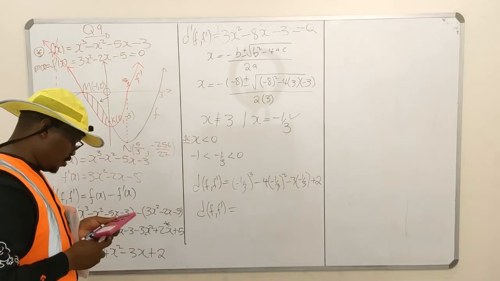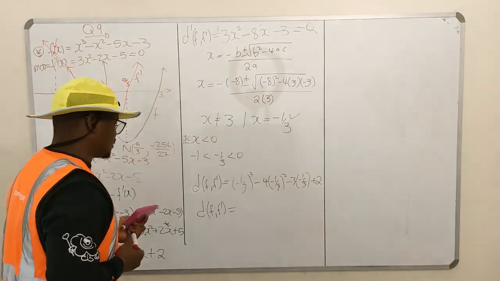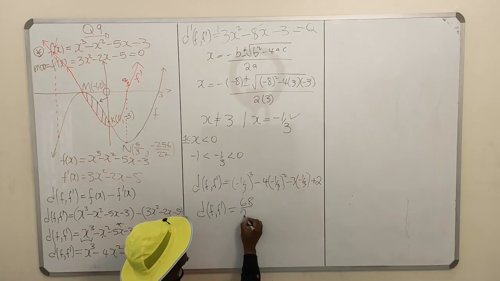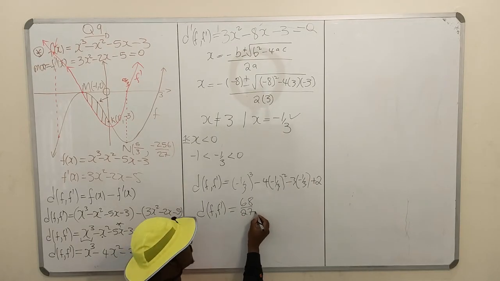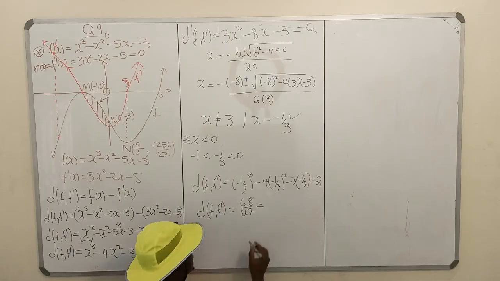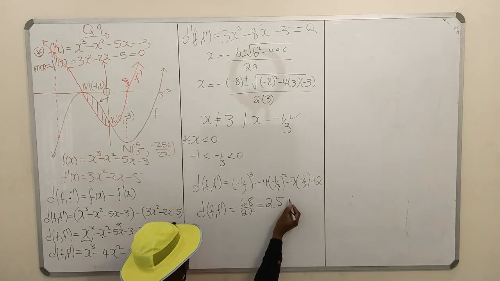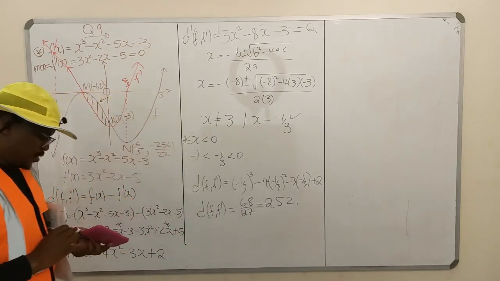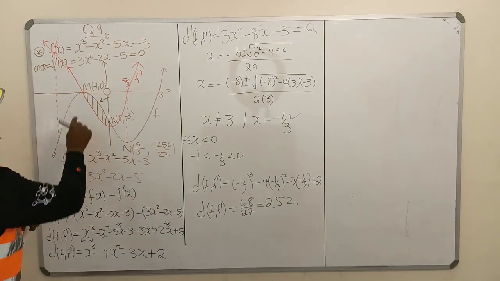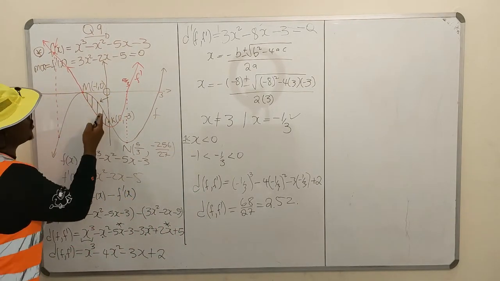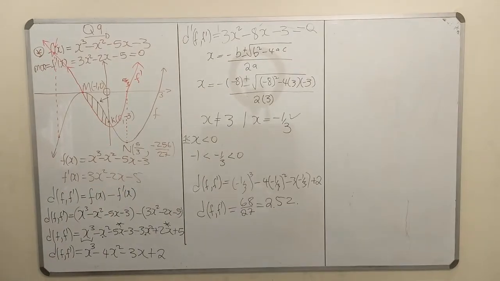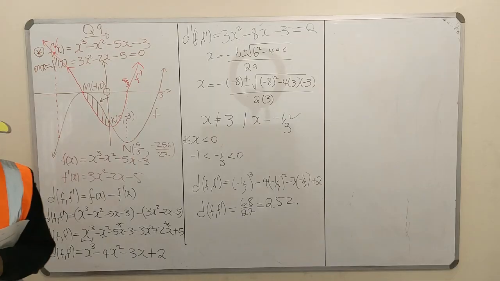What do you get? You get that the distance between the two things is equal to 68 over 27 units, which is equal to 2.52. That is the distance between these two functions. This will be the biggest distance between these two. If you subtract all of them, this will be the biggest. And we're done with this question. I hope it makes sense and is correct. So yeah.